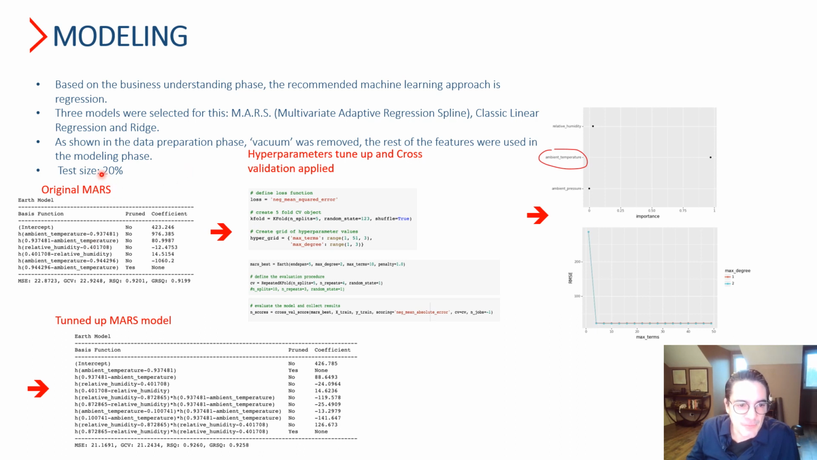The first step was to create an original model without any special modifications so that we can use this as a reference. Then we tuned the hyperparameters, and we also applied some cross validation. And then after these two steps, we were able to generate a revised model that was the one used to make the final comparisons.